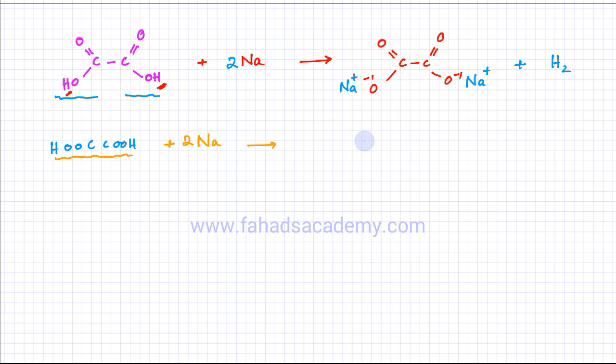So the compressed notation would be that you would have COO- on this side, and COO- on the other side, and Na is going to replace the H at that end, and Na is going to replace the H on the left hand side. So that's your molecule, and hydrogen gas would be produced along with this salt. So this is your salt that would be produced.